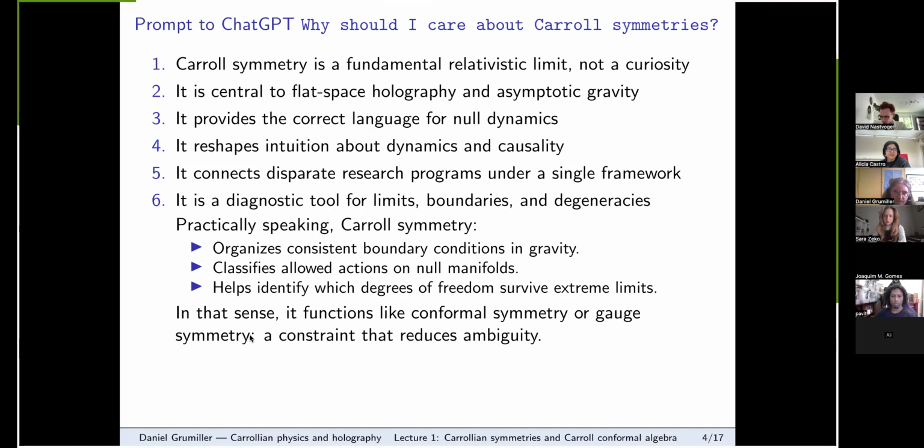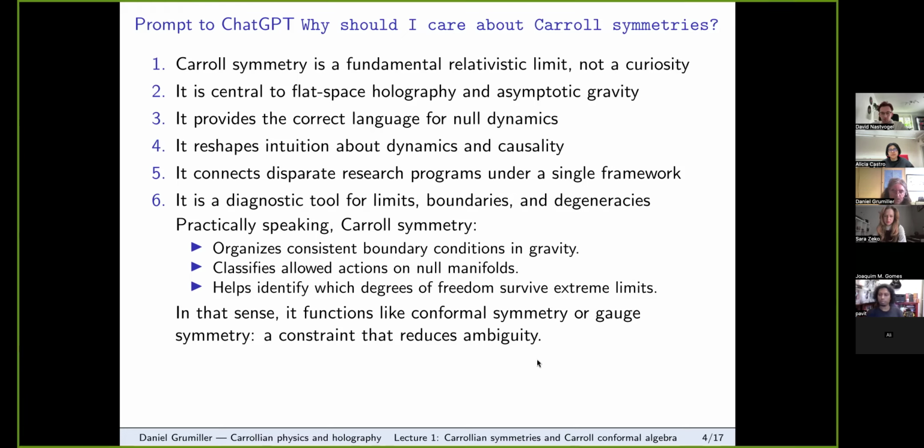And the last point is it's a diagnostic tool for limits, boundaries, and degeneracies. Practically speaking, Carroll symmetry organizes consistent boundary conditions in gravity, classifies allowed actions on null manifolds, and helps identify which degrees of freedom survive extreme limits. This is all more or less correct. And in that sense, it functions like conformal symmetry or gauge symmetry, a constraint that reduces ambiguity. That's absolutely correct, and I guess one of the main points.